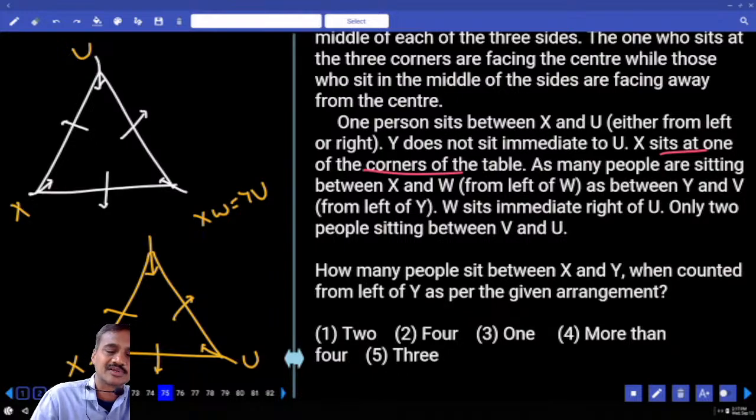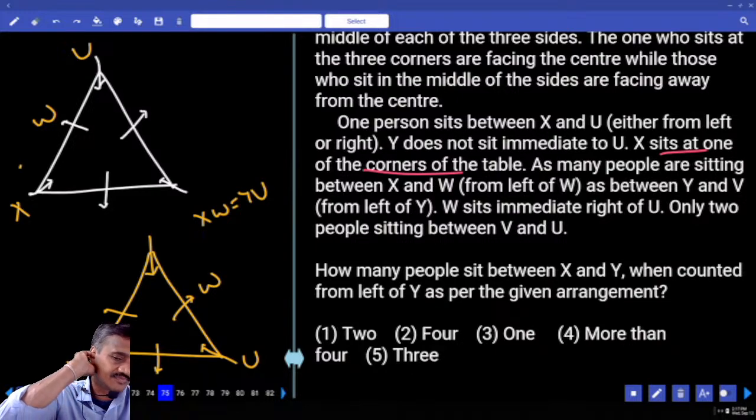W sits to the immediate right of U. In the first case, W is here. And W sits to the immediate right of U, W is here. Now in this case, X and W are adjacent to each other. Number of persons between X and W from the left of W.